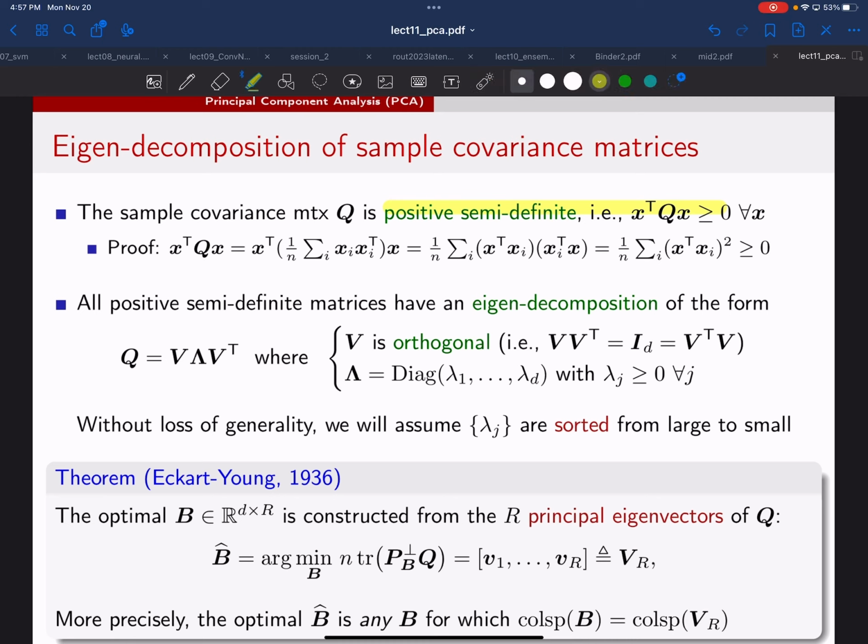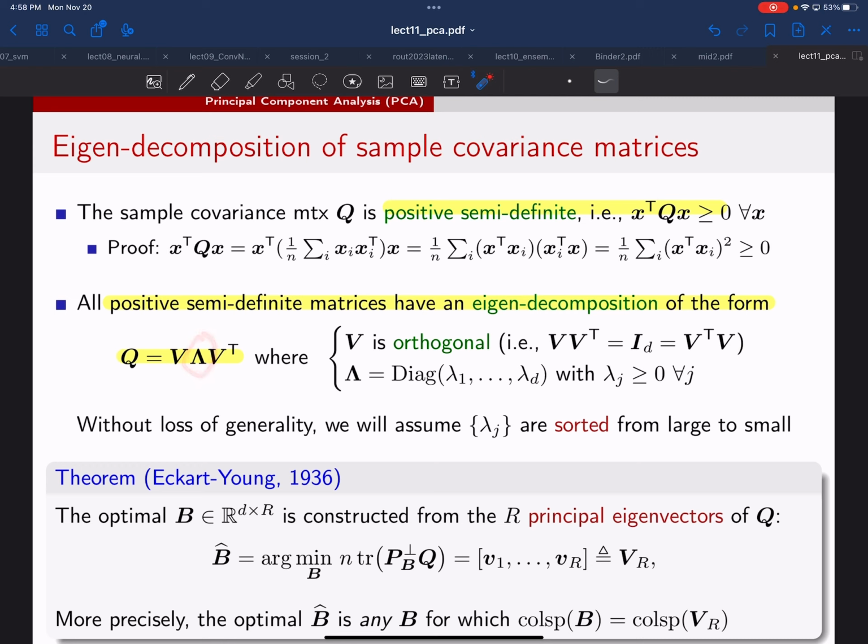The reason we care is that all positive semi-definite matrices have an eigendecomposition of this form. So we have matrix V times matrix lambda times matrix V transpose. V is what's called an orthogonal matrix. This is a matrix whose columns are all orthogonal to each other, whose rows are all orthogonal to each other, whose columns are all unit norm, and whose rows are all unit norm. So it's a very structured matrix. It means that if you do V times V transpose, you get identity. But also if you do V transpose times V, you get identity. So this is a very interesting matrix.